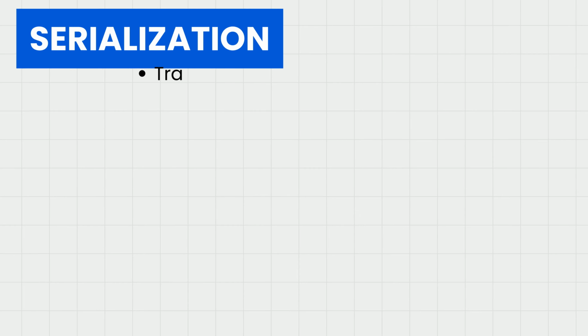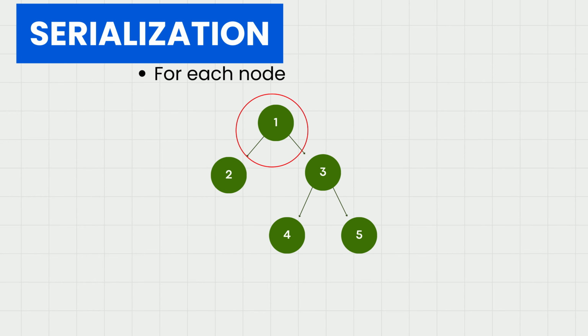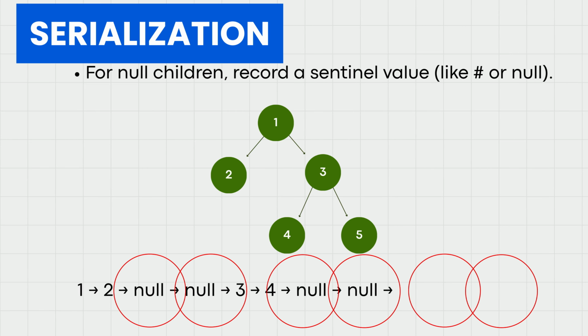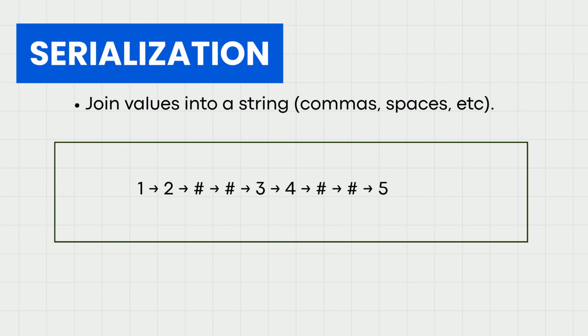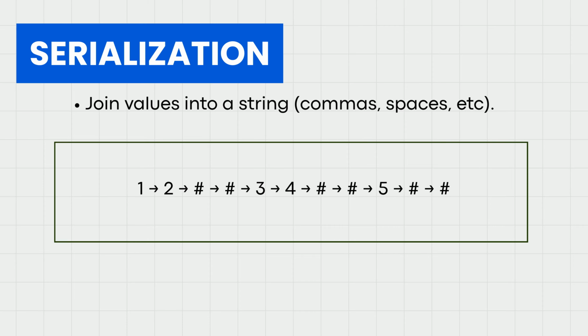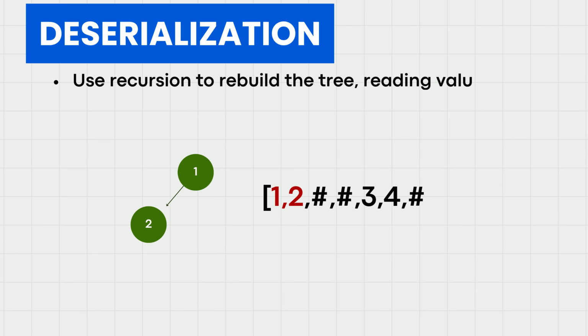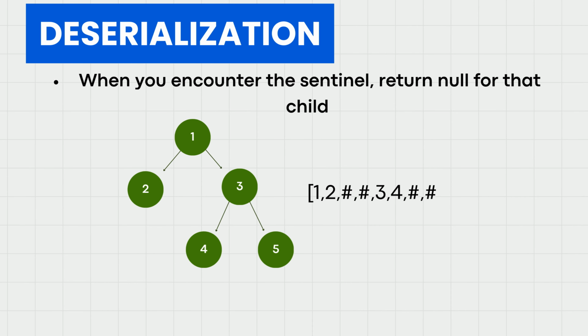Think step by step. For serialization, traverse the tree, usually preorder. For each node, record its value. For null children, record a sentinel value, like hash or null. Join values into a string, with commas, spaces, etc. For deserialization, split the string into a list. Use recursion to rebuild the tree, reading values in the same order. When you encounter the sentinel, return null for that child.